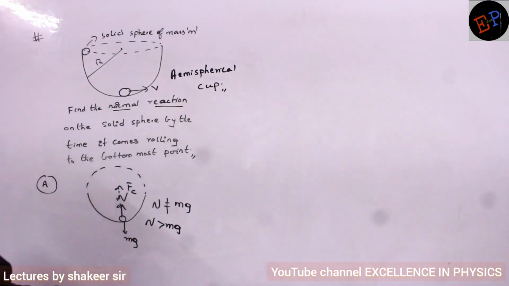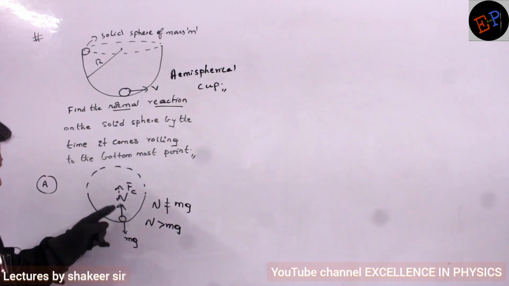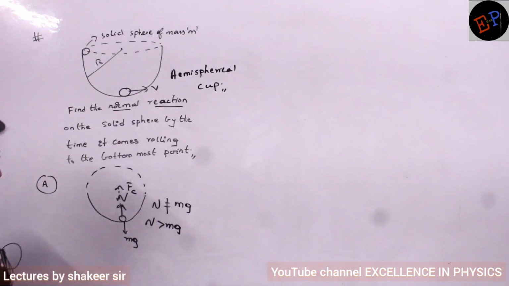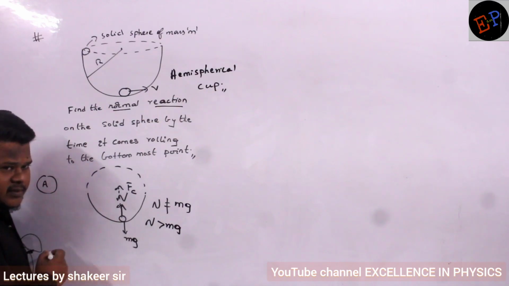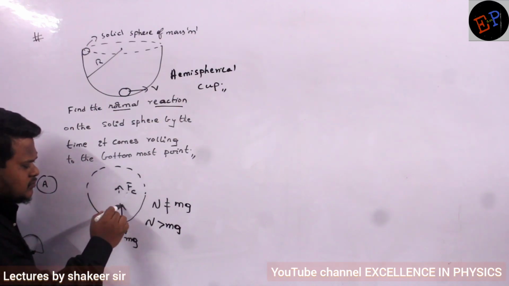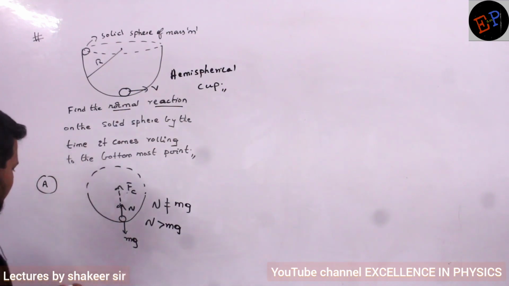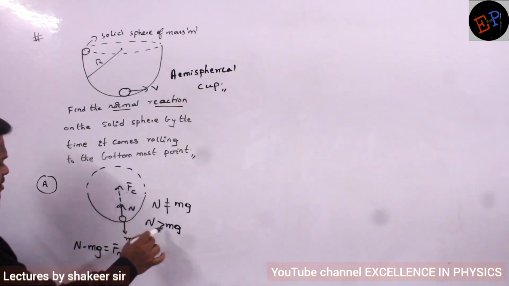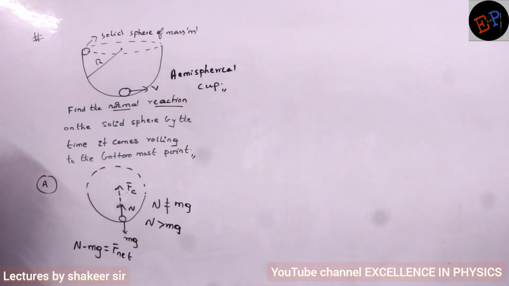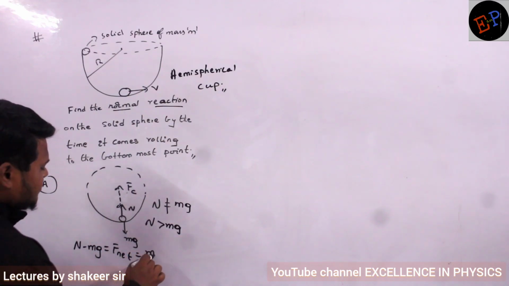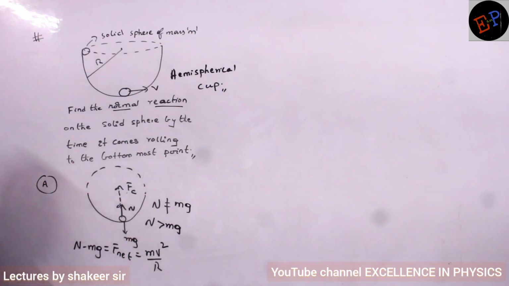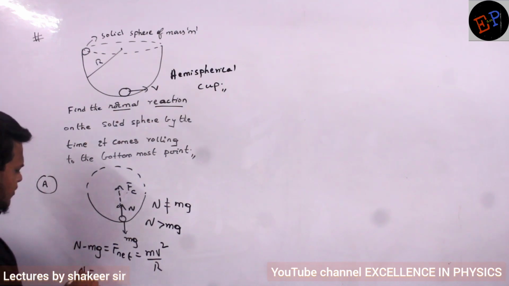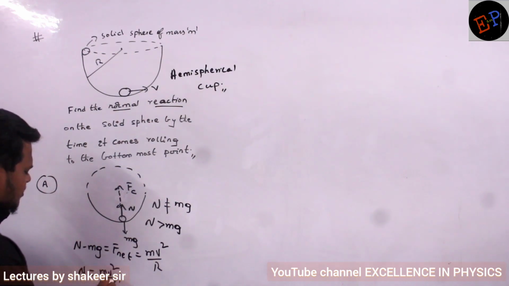Already we studied this in circular motion, again we are studying. Only when the normal reaction is greater than mg will there be some net force acting towards the center of the circle. So N minus mg becomes the net force, because N is greater than mg. This net force is providing the centripetal force, and the formula of centripetal force is mv square divided by r. So what is the N value? N is mv square by r plus mg.